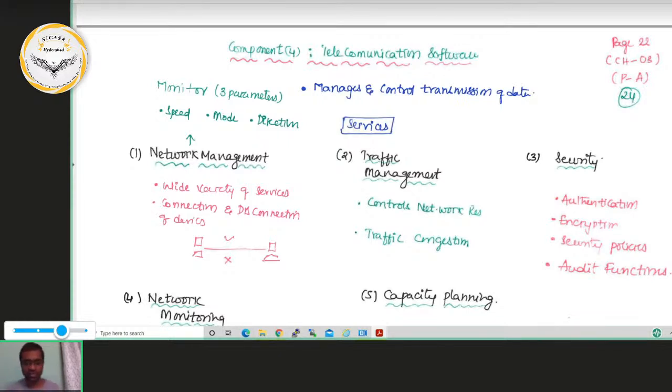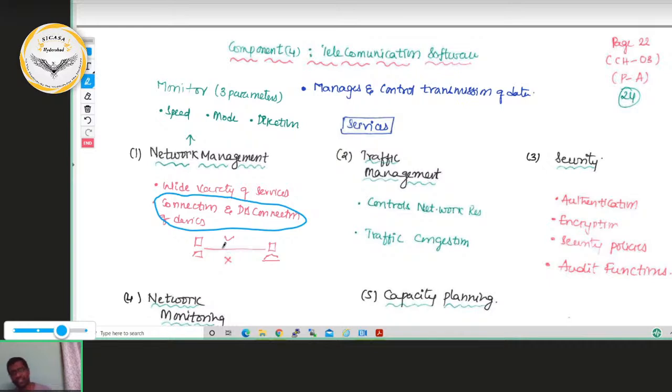Now it provides around 5 services. First one is called network management. What do you mean by network management? Network management provides a wide variety of services. One of the important services is connection and disconnection of devices. What does that mean? Before you transmit data, like on a cell phone, when you dial a number and press the green button, it has a ringing tone. During that ringing tone, the devices get connected. Once the connection is established, then the transmission happens.